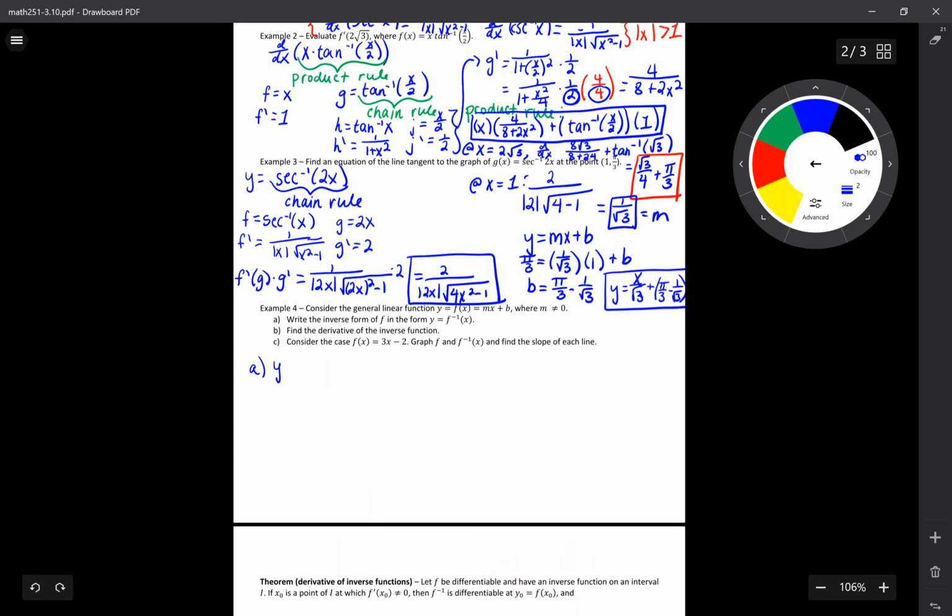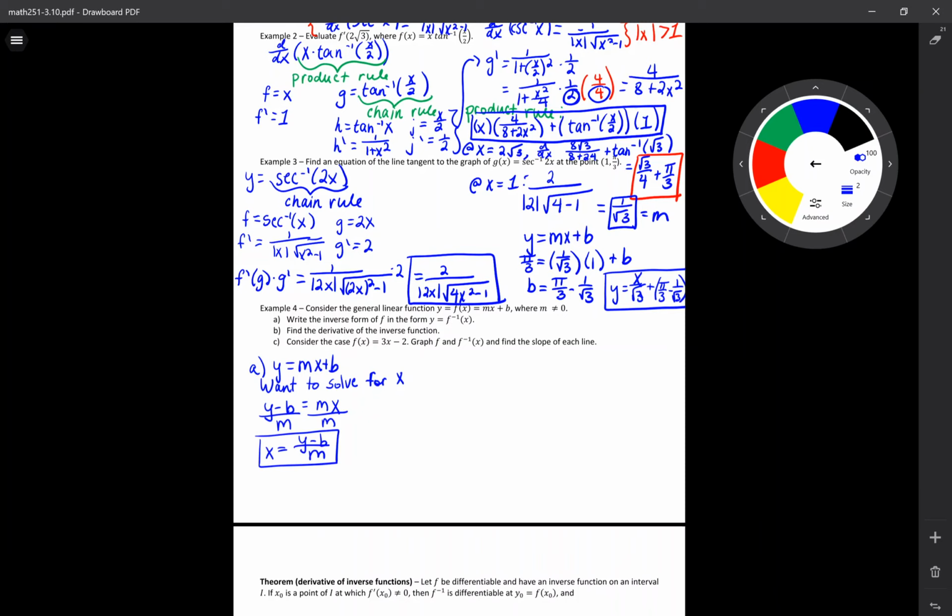So I have the function y equals mx plus b, and I want to solve for x. That's the inverse. So if I subtract b from both sides, since I'm trying to solve for x, I get y minus b is equal to mx. And then isolating x, I will divide both sides by m to get x equals y minus b over m. So that is the inverse function here.